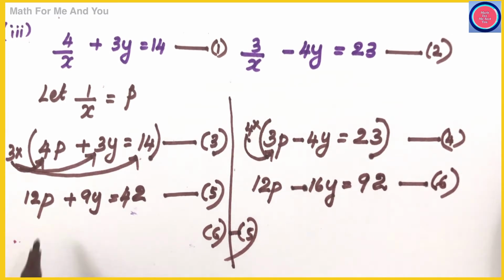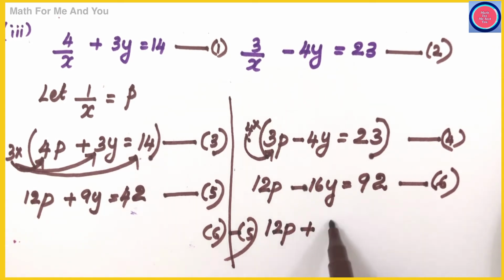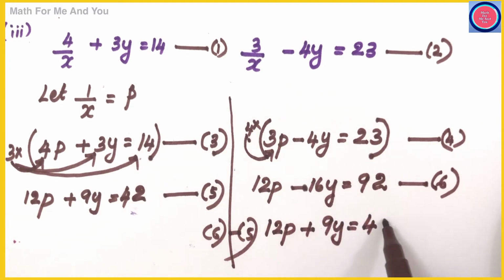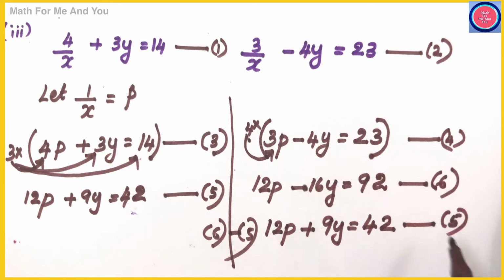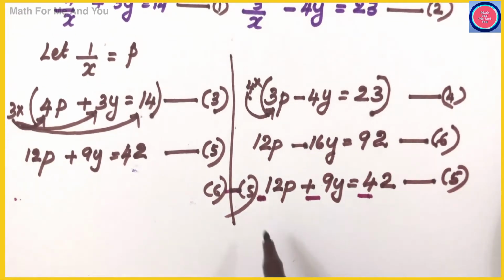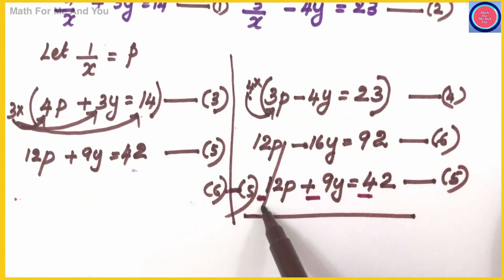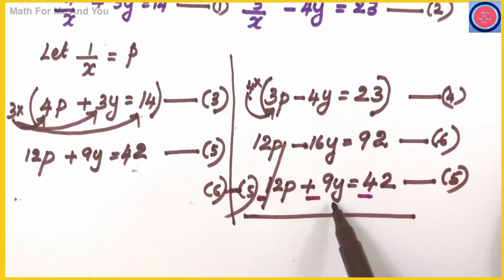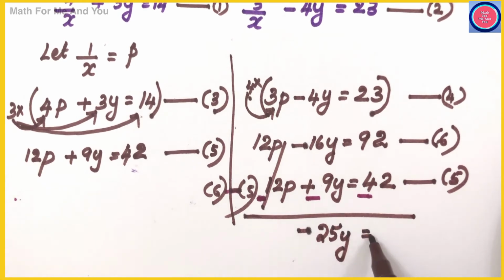See the equation number 6. I am going to subtract equation number 5. So write equation number 5 below equation 6. 12p plus 9y is equal to 42. We are going to do subtraction. Subtraction means minus. So every term in equation number 5 we have to give minus because of subtraction. See, it is minus 12p. Then we change 9y with minus. Also 42 we change with minus. Now we can find the answer. 12p minus 12p cancel. Then we get minus 16y minus 9y together minus 25y is equal to 92 minus 42. It is 50.